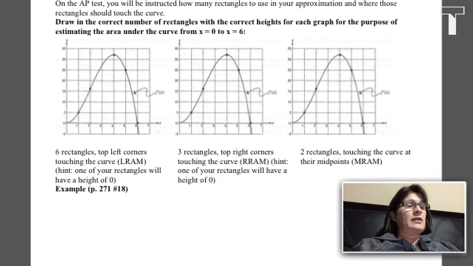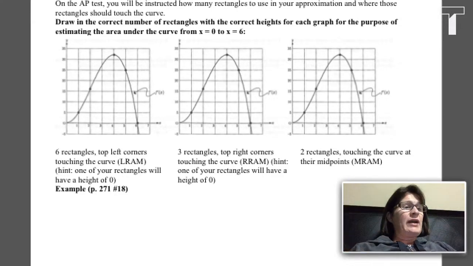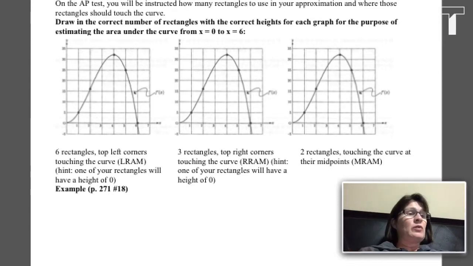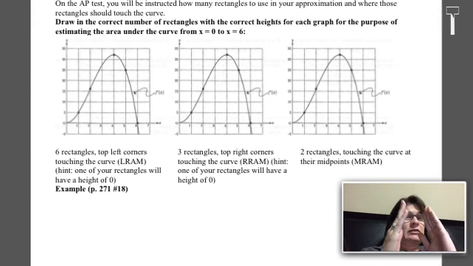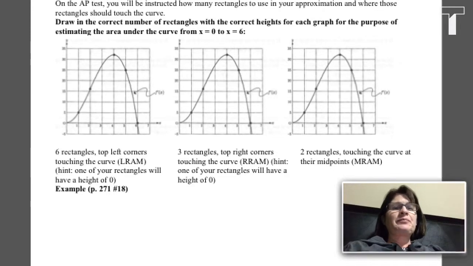So in the last video we saw that there are 3 different kinds of rectangle approximations that you should expect to see on the AP test. One is LRAM, and that's when you let the top left-hand corner of the rectangle touch the curve. RRAM is when you let the top right-hand corner of the rectangle touch the curve. And MRAM is when you let the middle of the rectangle touch the curve. So the top of the middle of the top.